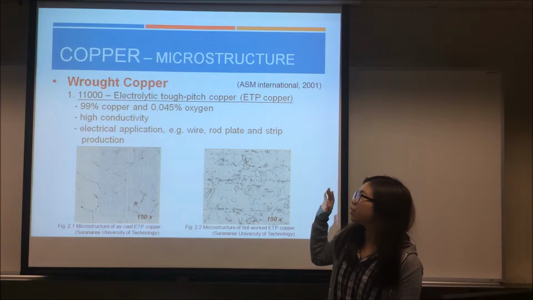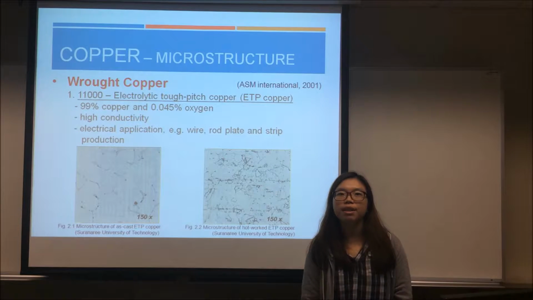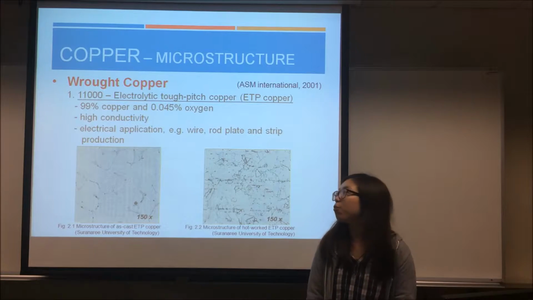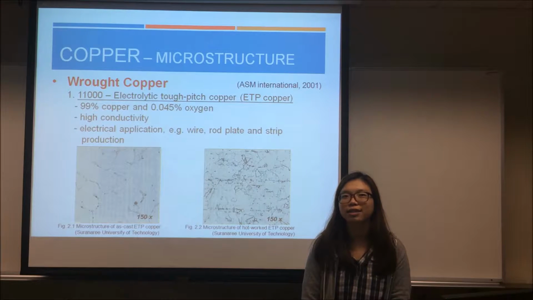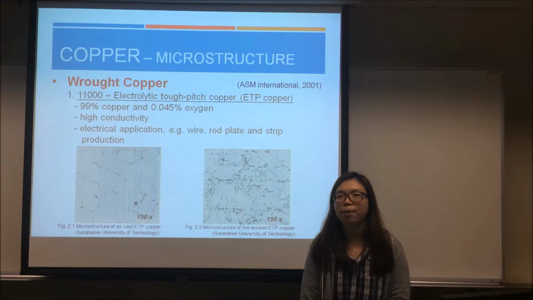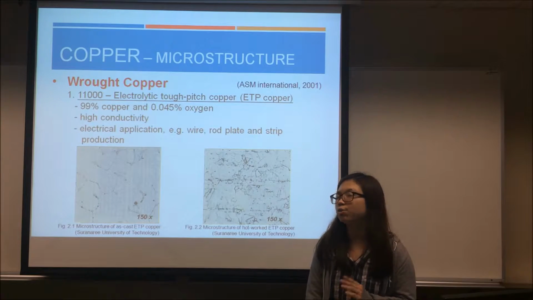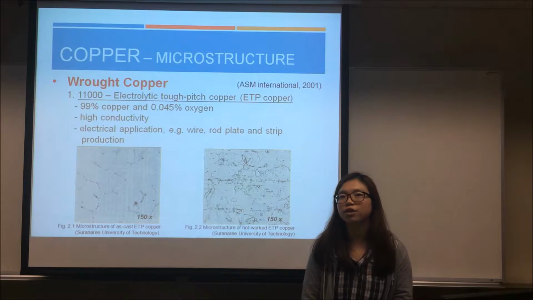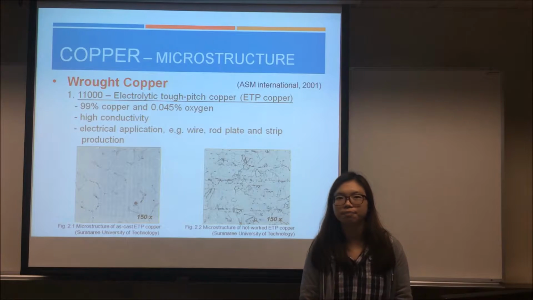electrolytic tough pitch copper, ETP copper. This is the most common copper, which consists of 99.9% copper and 0.045% oxygen content. This type of copper is mainly used for electrical applications, such as wire and rod production, because it has a high conductivity.